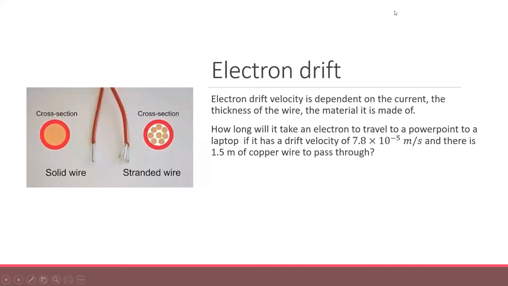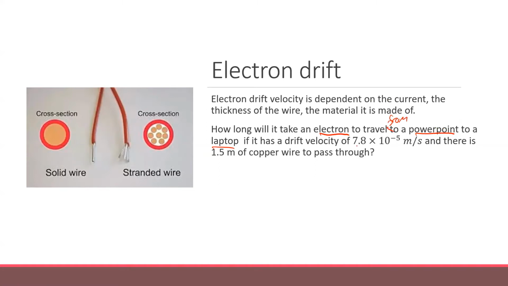If you have a really thick wire, then you're going to be able to let a lot of electrons through. If you have a very thin wire, the electrons aren't going to move as quickly. And so you can actually calculate this. Let's look at an individual electron. How long will it take an individual electron to travel from a power point to a laptop?